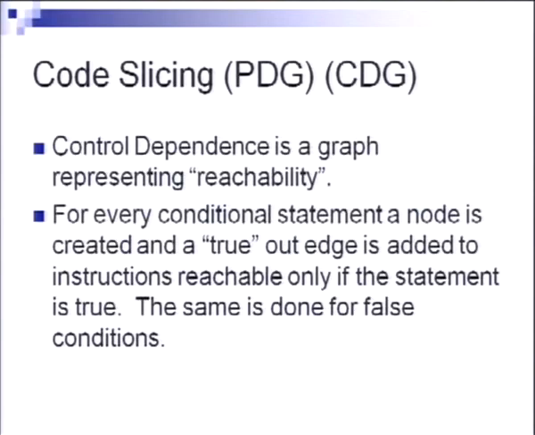So now control dependence. It's a graph that represents reachability within an application. Can you get something from something else? Will setting this value cause, well, that's set use, but will that cause an if statement to go into a different place? That's kind of reachability. So for every conditional statement, a node is created and a true out edge is added to instructions reachable only if the statement is true. The same is done for false.